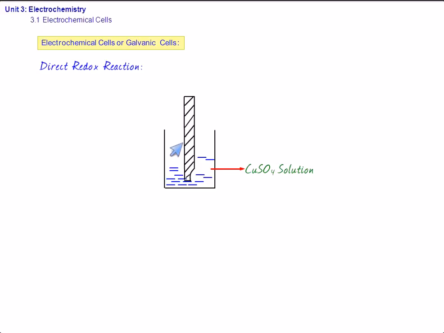Direct redox reaction means that oxidation and reduction take place in the same container. So let us suppose that we have taken here copper sulfate solution. This is a copper sulfate CuSO4 solution. Copper sulfate solution is blue in color. Let us suppose that in this we put a zinc rod.